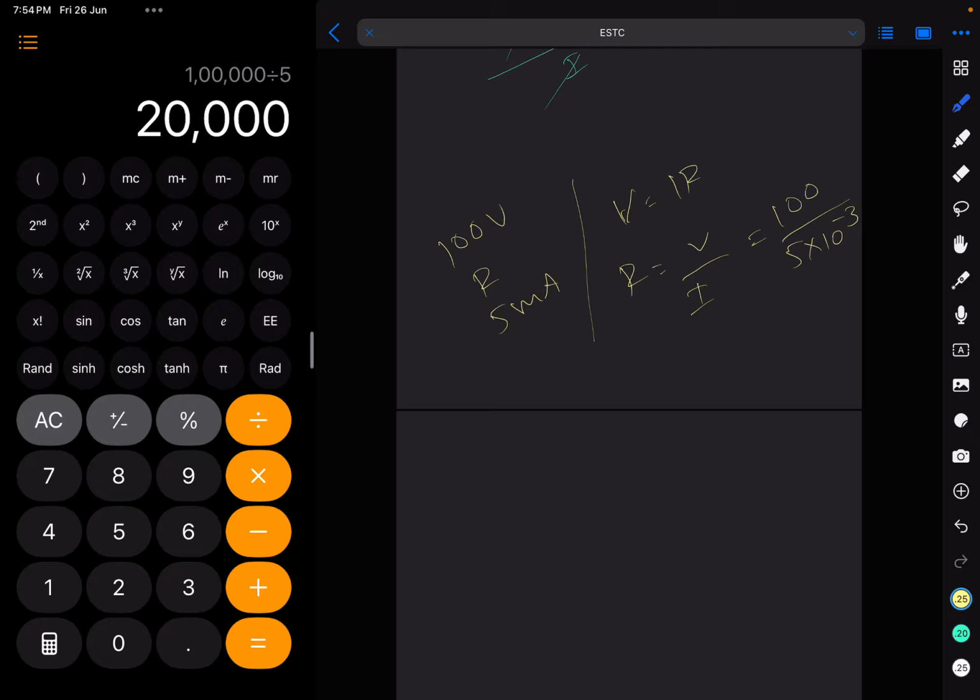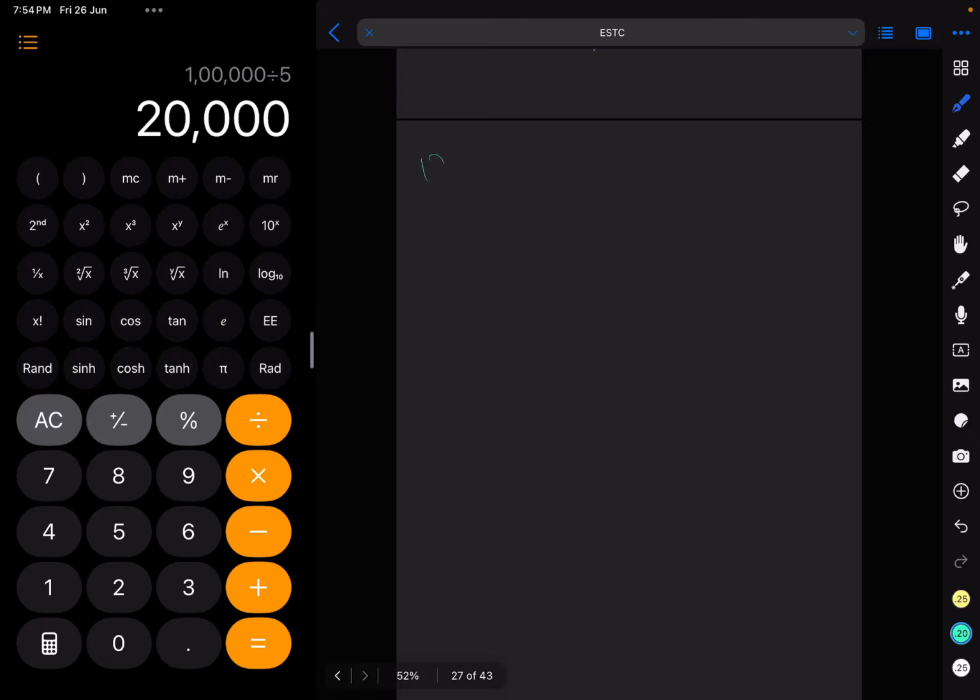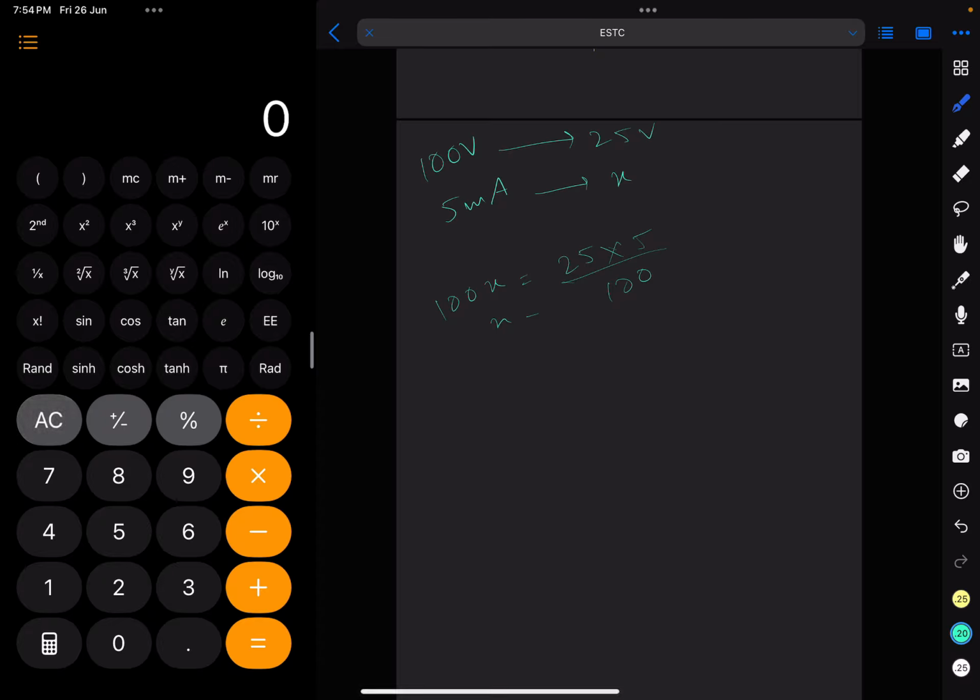Okay, now 28th question. 100-volt battery is connected across a resistance, 5 milliampere to flow. If the voltage is reduced to 25, then the new current is 25 into 5, 125 by 100, 1.25. Okay, next question.